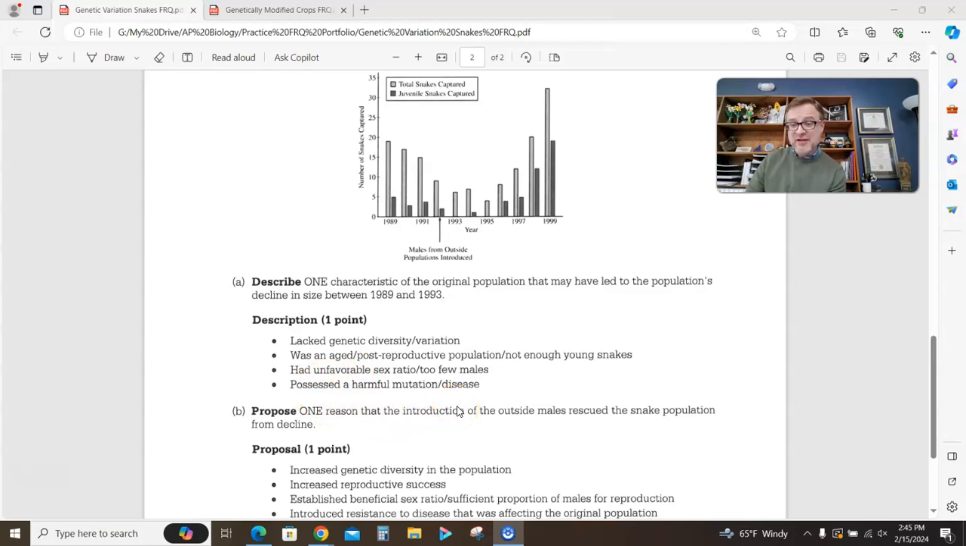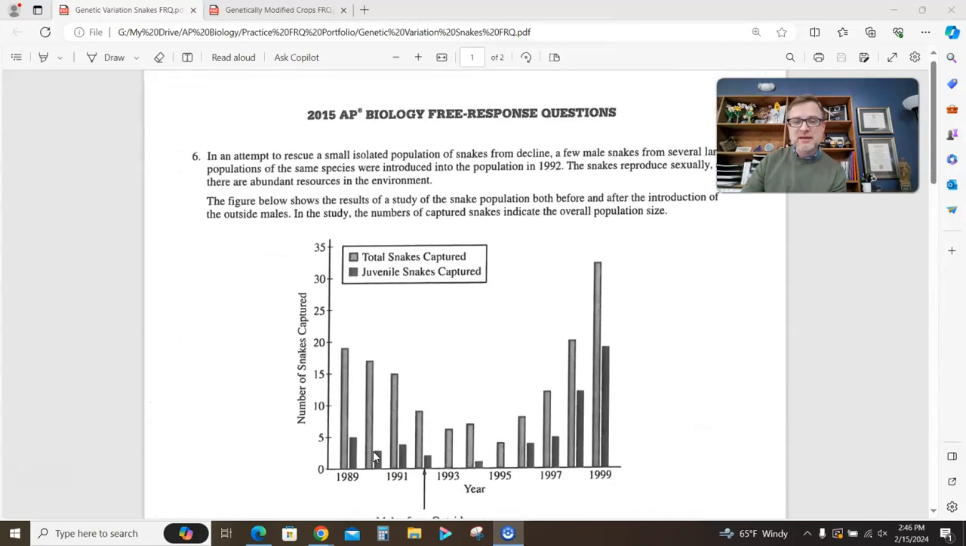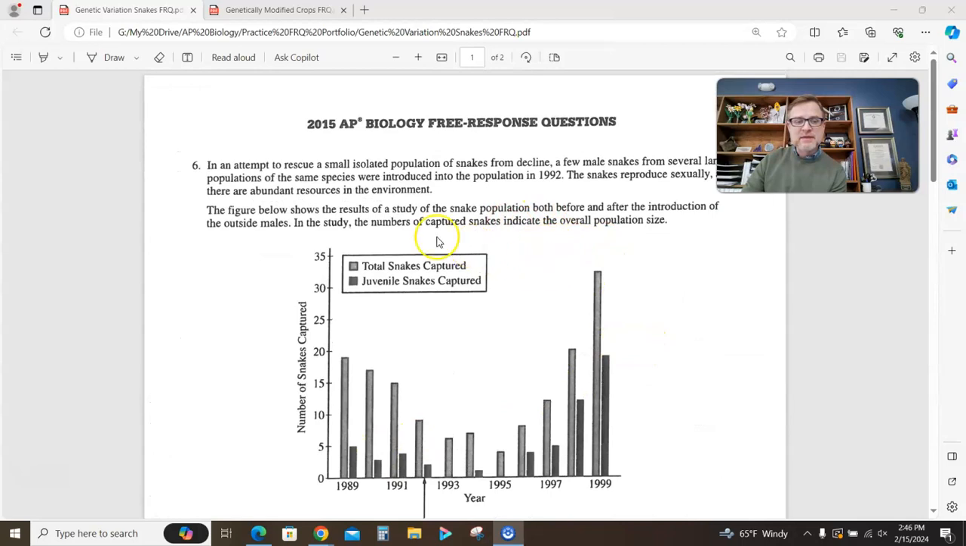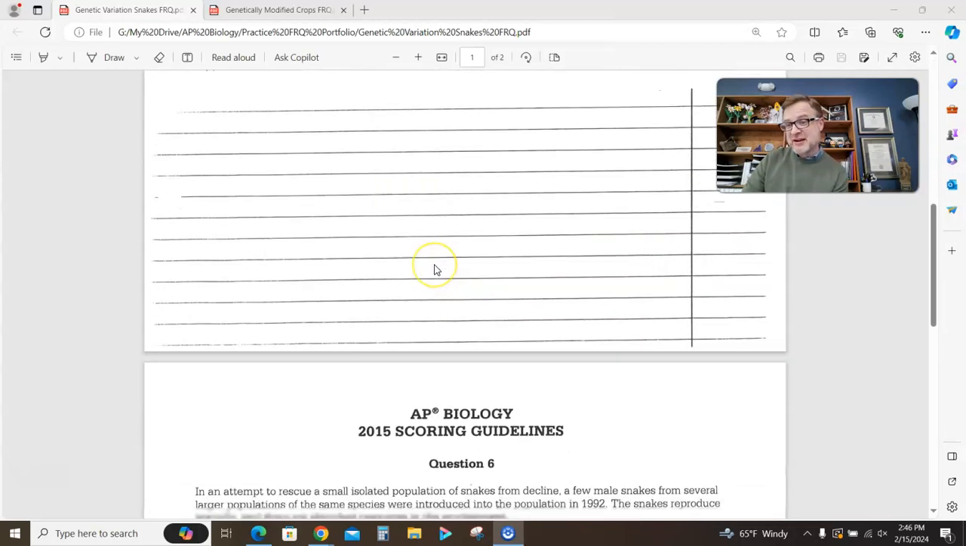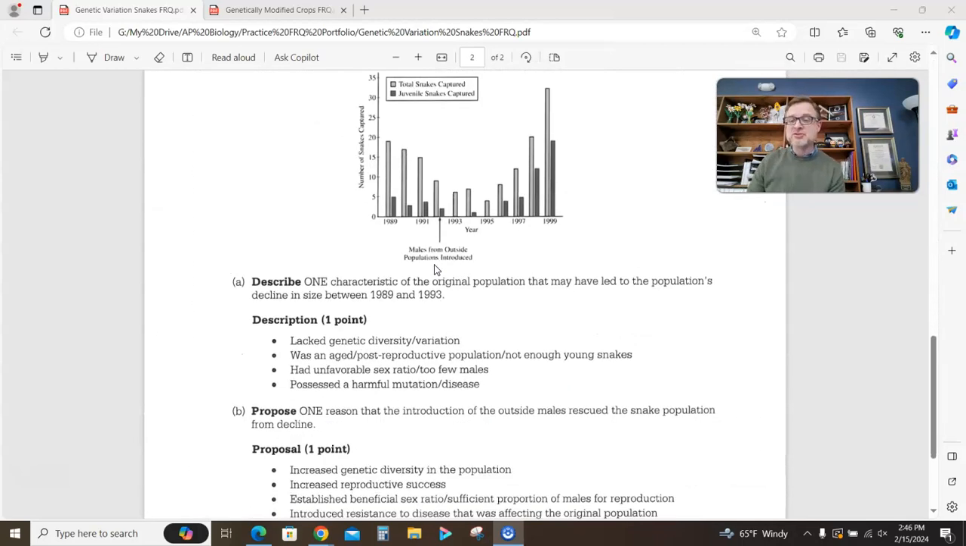Really, the only thing that you honestly can't say is anything that is environmental in nature. The question tells me that there are abundant resources in the environment. So you can't say something like a drought or a famine. It has to be something about the snakes that's causing the decline.